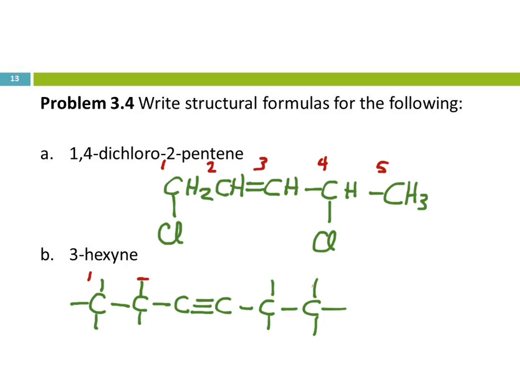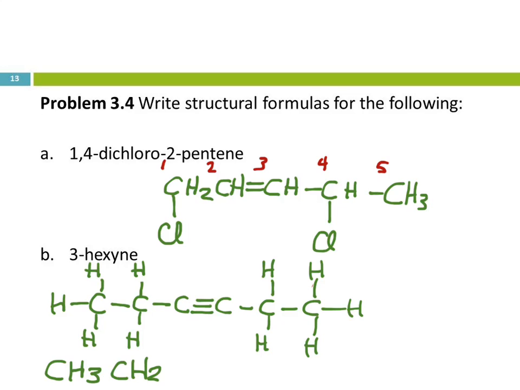Just going to get those numbers out of the way. And so these would be hydrogens. Any questions? From that formula, the expanded structural formula, it would be pretty easy to do the condensed structural formula, CH3, CH2, C, triple bond, C, CH2, CH3.